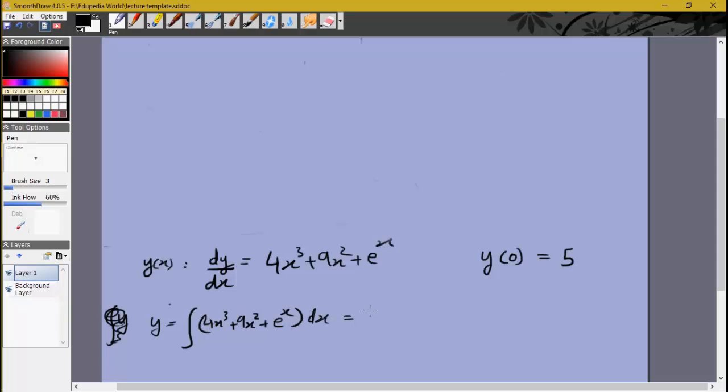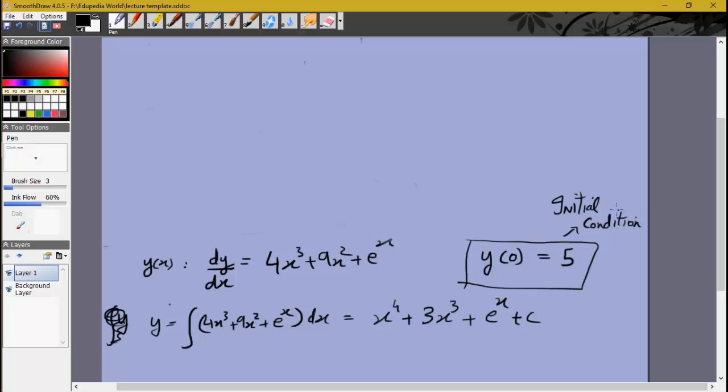And 4x cubed will give me the integral x to the power 4, plus 9x squared will give me 3x cubed, plus e to the power x has the integral e to the power x, plus c. So this is what we get, and now we use this initial condition. This is called the initial condition. It doesn't necessarily have to be at 0, but still it's always called the initial condition. And you need an initial condition to determine y of x uniquely. We've seen that in the previous videos on indefinite integration.